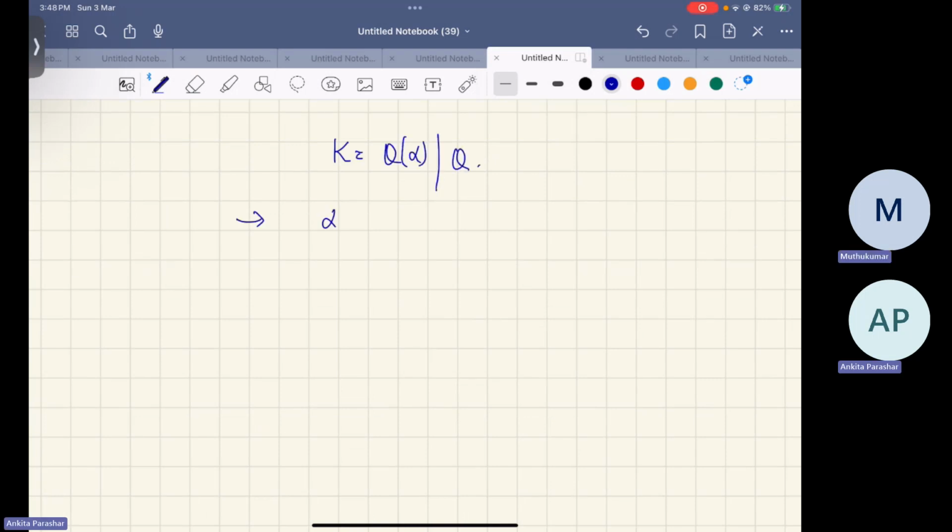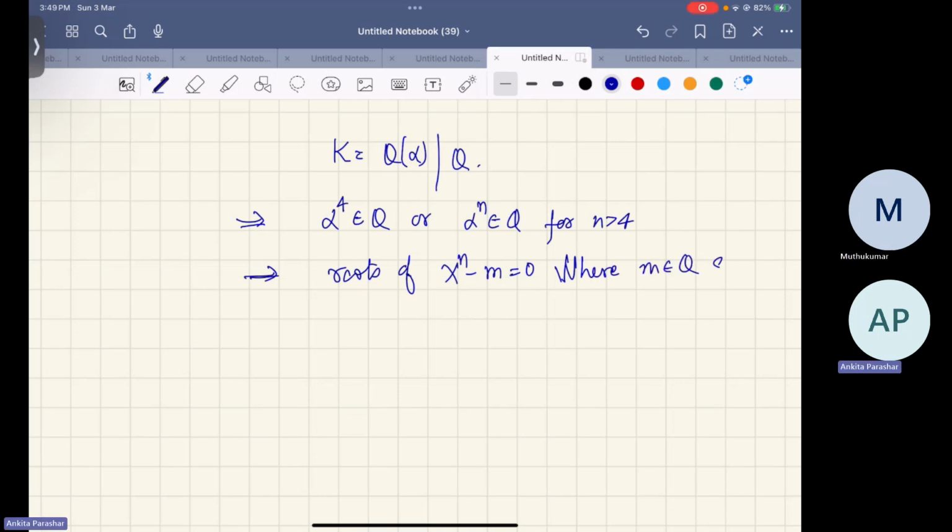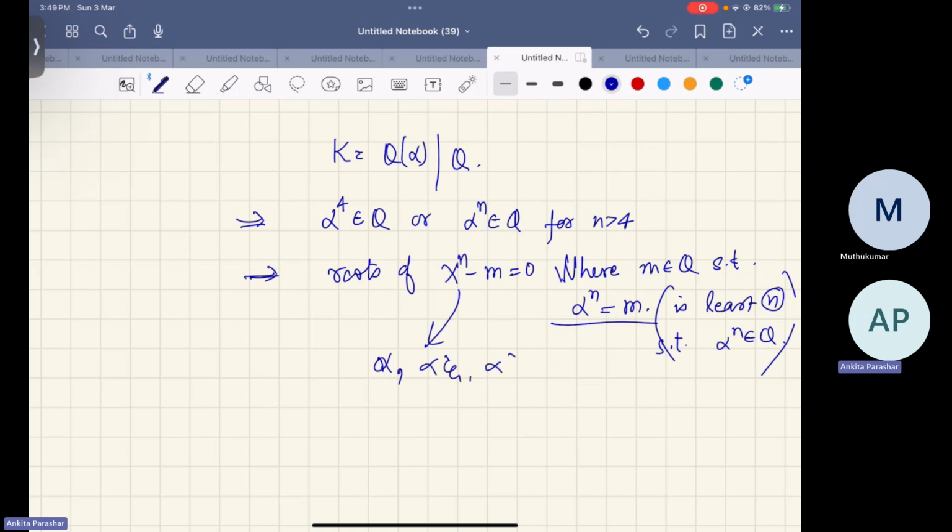And we have deduced that alpha power 4 belongs to Q, or alpha power n belongs to Q for n greater than 4. And we also deduce that the roots of x power n minus m, where m is in Q such that alpha power n equals m, with n the least such that alpha power n is in Q. Okay, this knowledge we have. That means the roots of our polynomial are alpha, alpha xi, alpha xi square, alpha xi cube. These are all the possible roots.